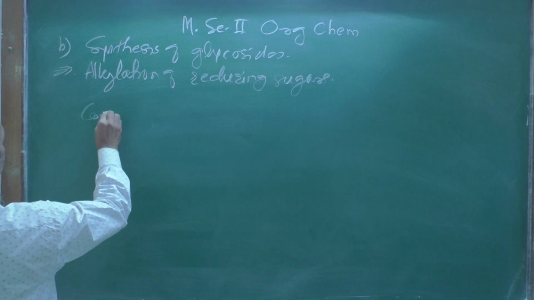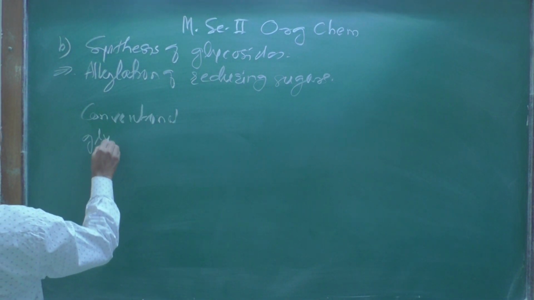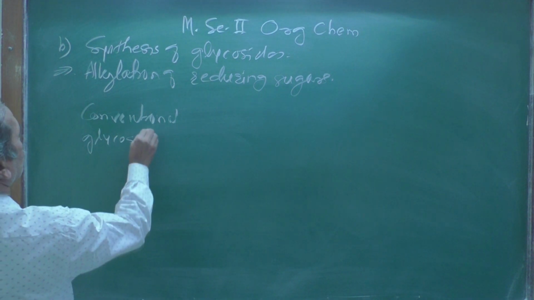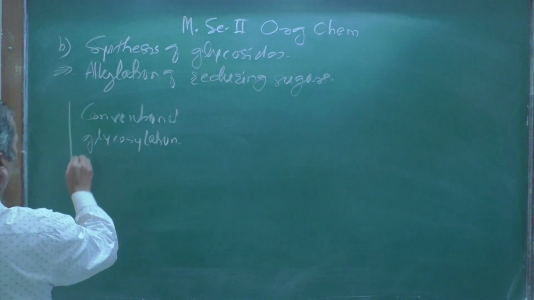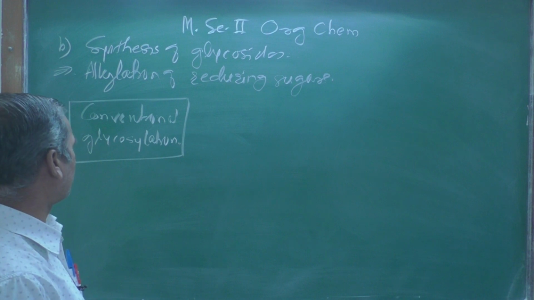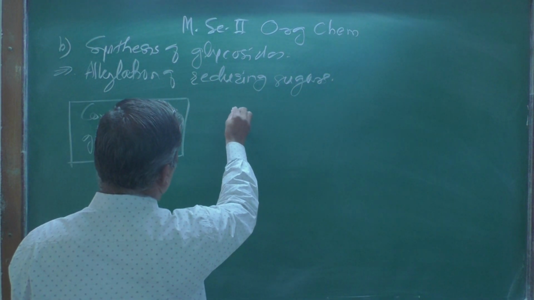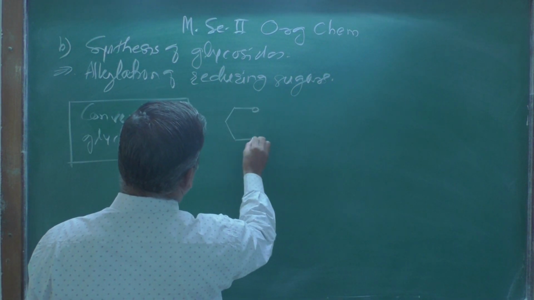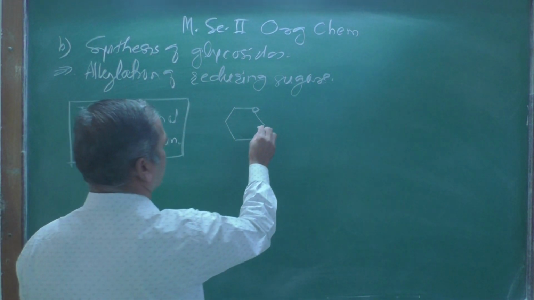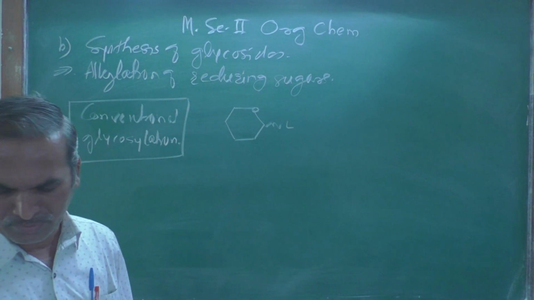The first one is called conventional glycosylation. Look here. This is one of the structures I am showing. This is a triggered bond. L indicates a leaving group.